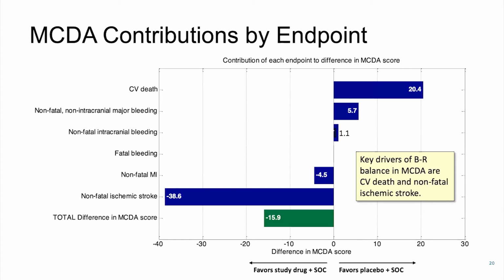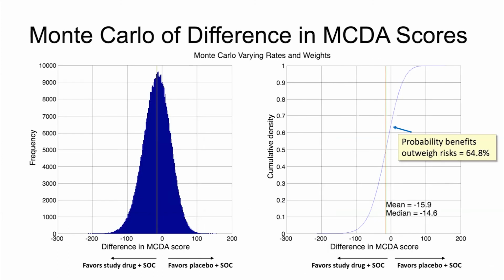And the key drivers are obviously CV death and non-fatal ischemic stroke, which makes sense and is kind of intuitive from this example. But it also tells me that if I want to understand benefit risk, that's where I should focus. The other endpoints are nice to know, but they aren't the real key drivers. Next slide. So now I want to understand the effect of uncertainty.